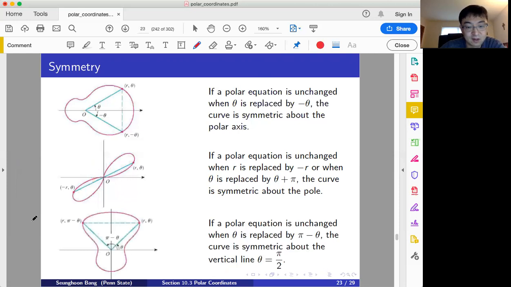Here, a polar equation is unchanged when theta is replaced by pi minus theta. The curve is symmetric about the vertical line theta equals pi over 2. What's theta equals pi over 2? This line. So like this, we have 3 kinds of symmetries.